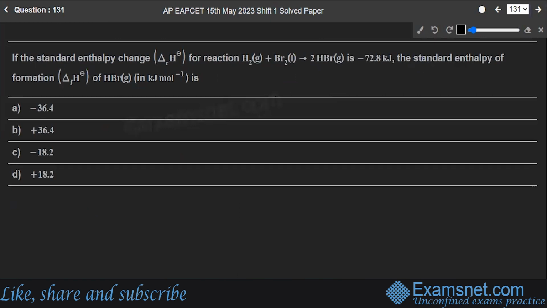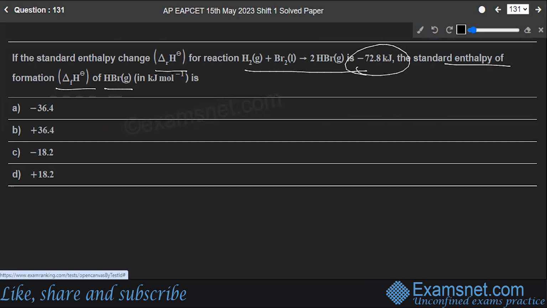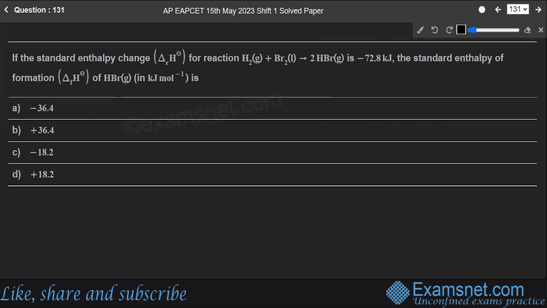If the standard enthalpy change for this reaction is given by this, and the standard enthalpy of formation of this is given, you have to find out the standard enthalpy of formation for HBr in the gas. So hydrogen bromide gas, you have to find out the standard enthalpy of formation for this. So here the reaction will be something like hydrogen plus bromine will give you 2 hydrogen bromide. This is in the gaseous form. This is also gas, and this is liquid.